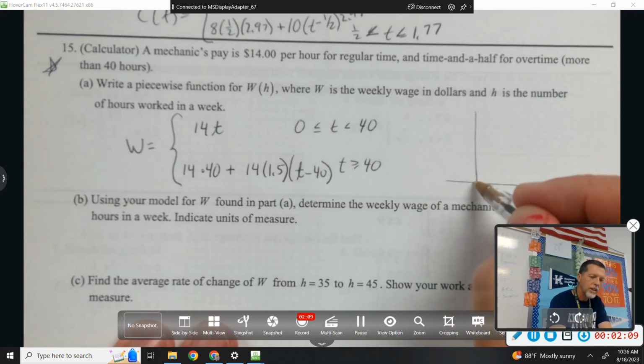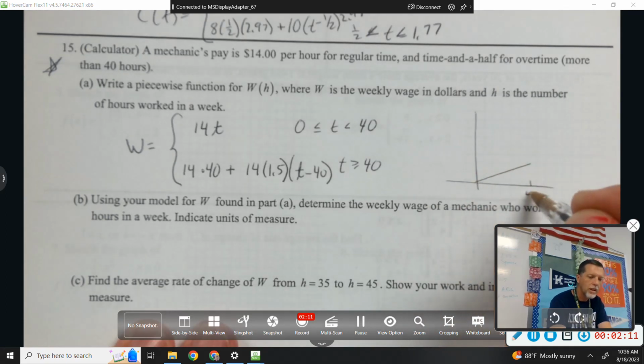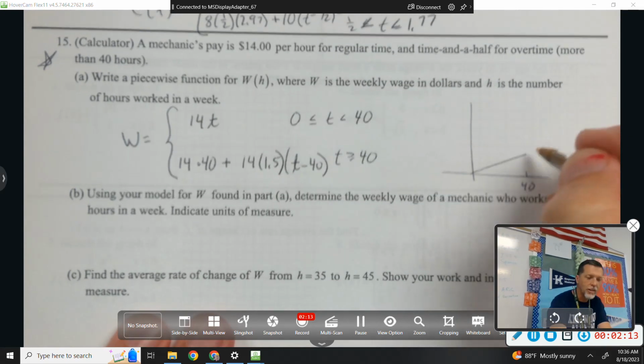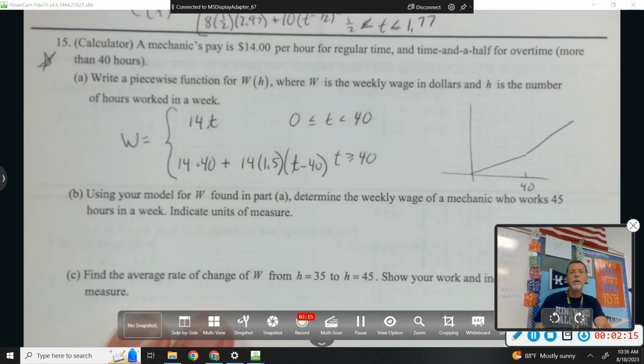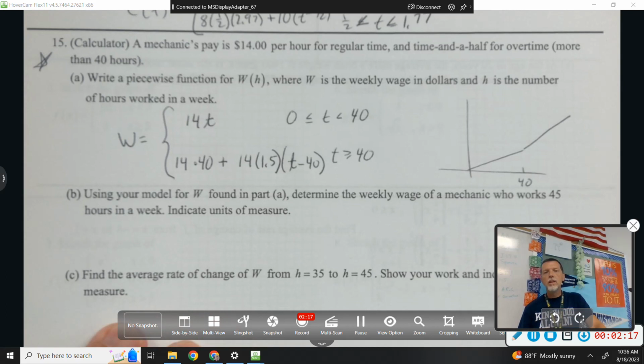So it sort of looks like this. It's linear until 40. What's linear after 40 is just steeper linear. It starts making more. If you can ever get a summer job where you get into overtime, it's beautiful.